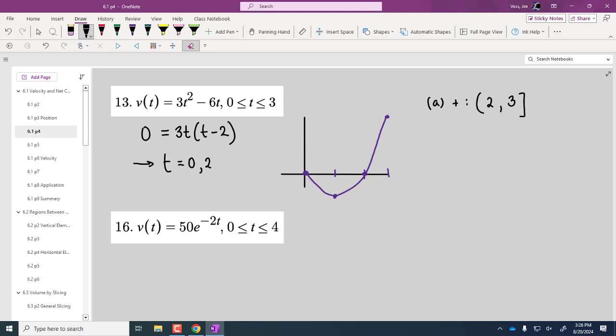And then how about movement to the left? To the left, what is our interval? Zero to 2. Don't include them because those endpoints have a velocity of 0 at each of them. So there we go.